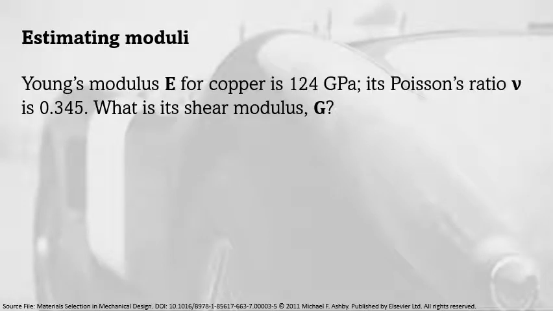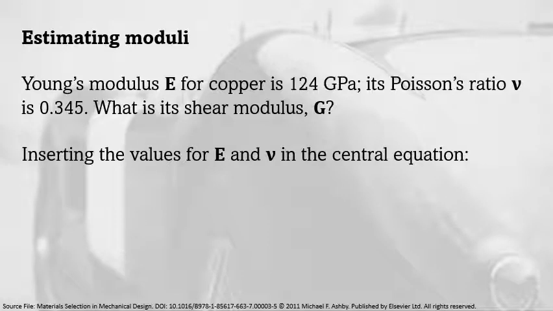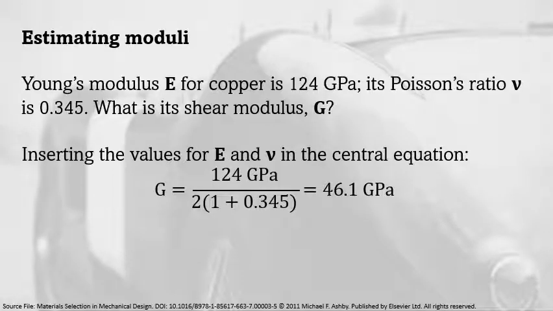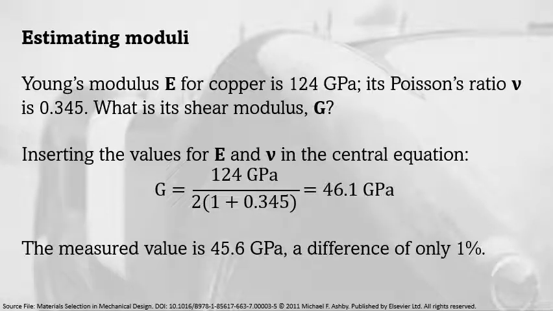Let us have an example in estimating the moduli. The Young's modulus E for copper is 124 gigapascal. The Poisson's ratio V is 0.345. What is the shear modulus G? Inserting the values of E and V in the central equation, we can get G as 46.1 gigapascal. The measured value is 45.6 gigapascal based on standard or tabled value, so the difference is only 1%. So it is okay to use the equation in estimating the moduli if we are given the Poisson's ratio as well as the other modulus.